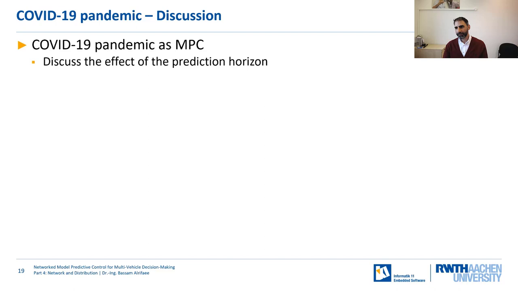And you will see that you need a prediction horizon of at least 2 weeks, because if people get infected today, we see the symptoms 2 weeks later. So this is just an assumption of 2 weeks. In some cases, it's 10 days, I heard, I don't know exactly.